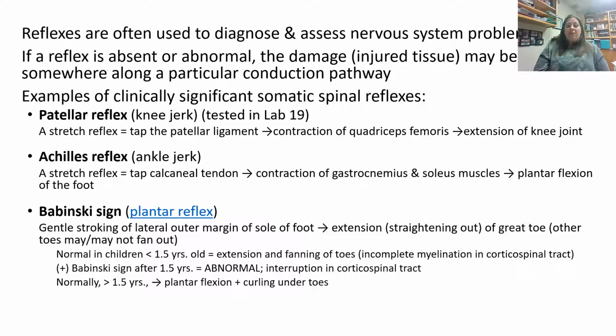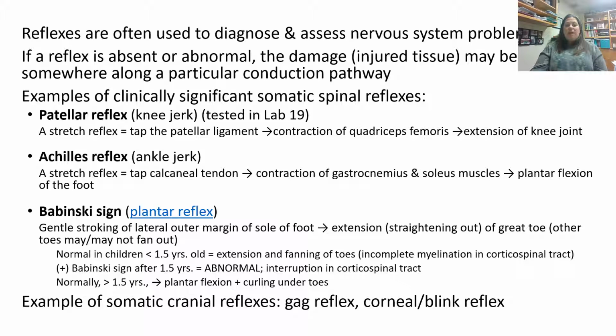But we want a negative Babinski sign as we get older. Normally when we stroke something across our foot, we pull our toes in. That is what we call a negative Babinski sign. If there's a positive Babinski sign, where we still see the toes move out when the person is older than 1.5 years, that's abnormal and there's something wrong with the corticospinal tract. Okay, and so there is an issue. And so you can watch some of these videos that are talking about these reflexes.